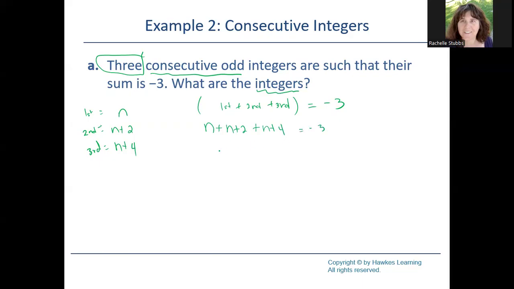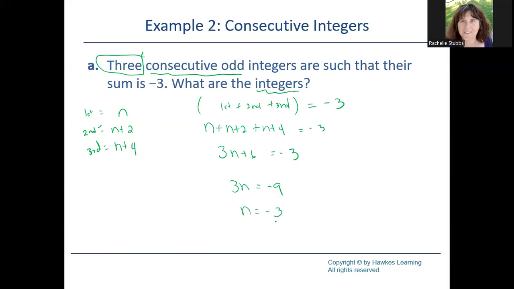So I collect like terms over here. I get 3n plus 6 equals a -3. If I subtract 6 from each side, I get 3n equals a -9. Okay, and then n equals a -3.